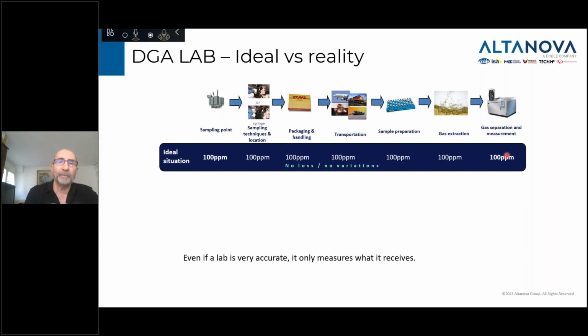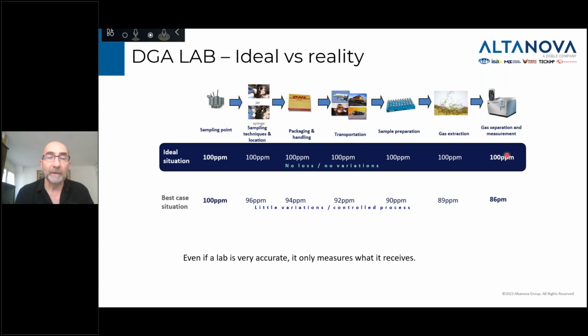The whole process has too much handling and too much waiting time to have absolutely no error in managing the sample and no chance of losing gases. So what is the reality? Well, in the best case, if everything is under control, you flush the drain valves before you take the sample, and you take a very high quality container, because there are containers and containers. Some of them look good, but they have absolutely no seal, especially for low molecular weight gases, so you lose them during transport.